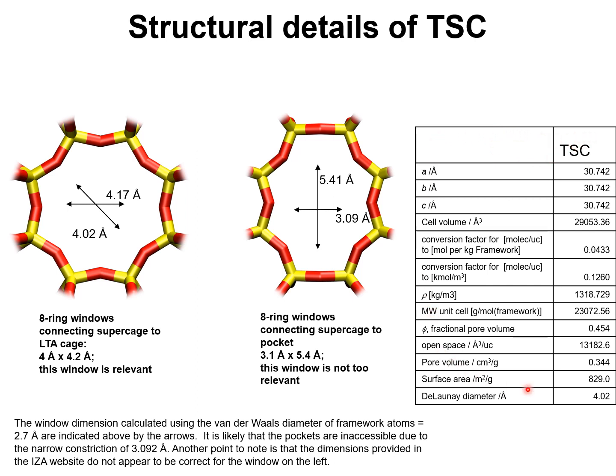Further structural details of TSC zeolite are provided in this table, including surface area, pore volume, unit cell dimensions. These unit cell dimensions are significantly larger than the unit cell dimensions for LTA zeolite and chabazite.